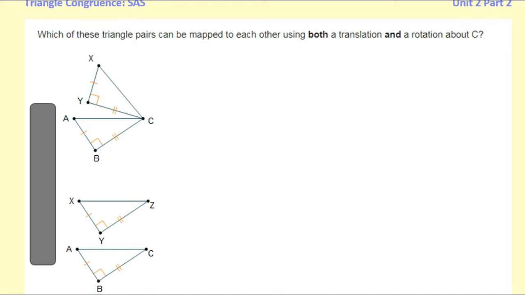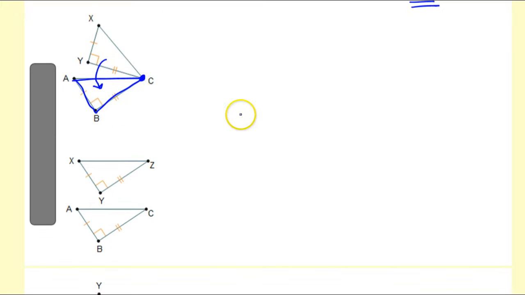This is not the answer, because all it would take to match the triangles together, I can move the top triangle onto the bottom triangle with only a rotation about C. If this is the center of the turn, if I were to rotate this triangle around, it would go from here and it would land on here. It would land perfectly with just a rotation, but it needs to be both a rotation and a slide, a translation. So that's why that one's a no.